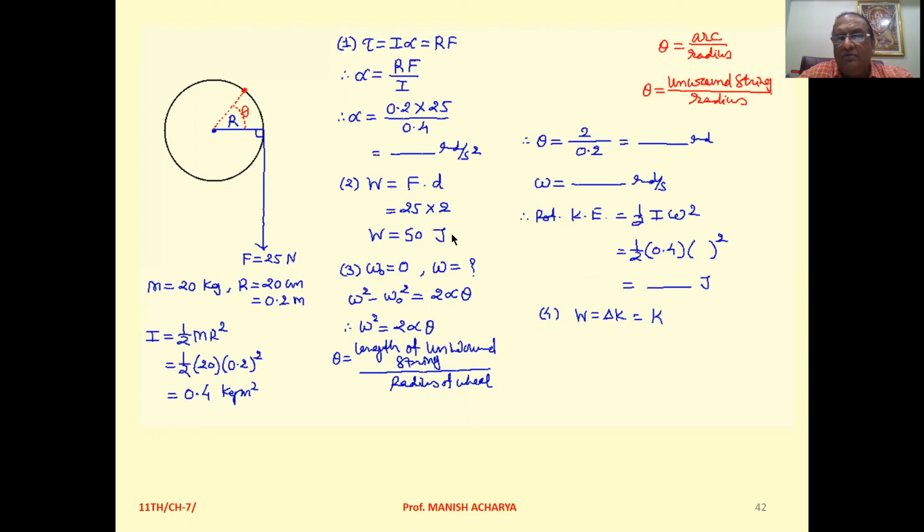And now you can observe this thing. Your rotational kinetic energy and work done, both will come to the same value. Clear to all of you?